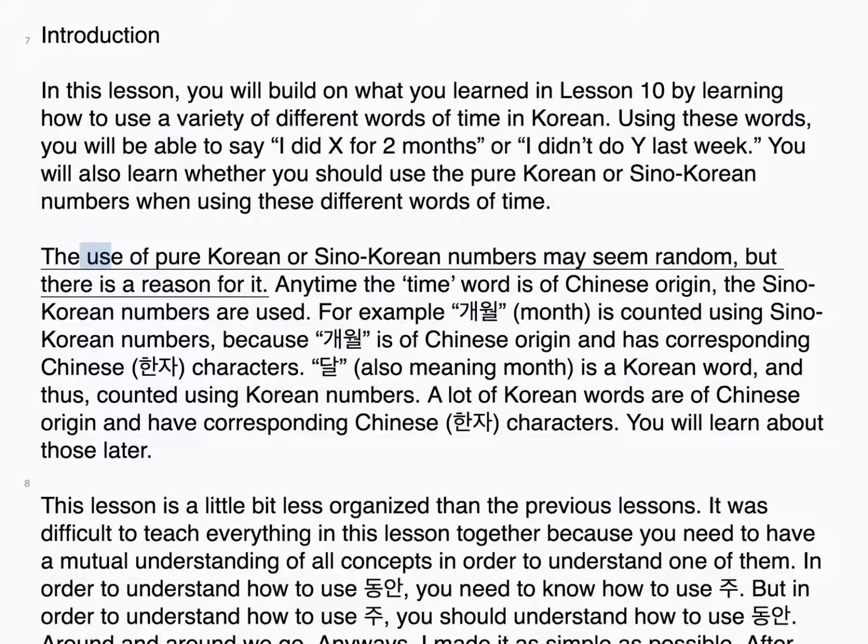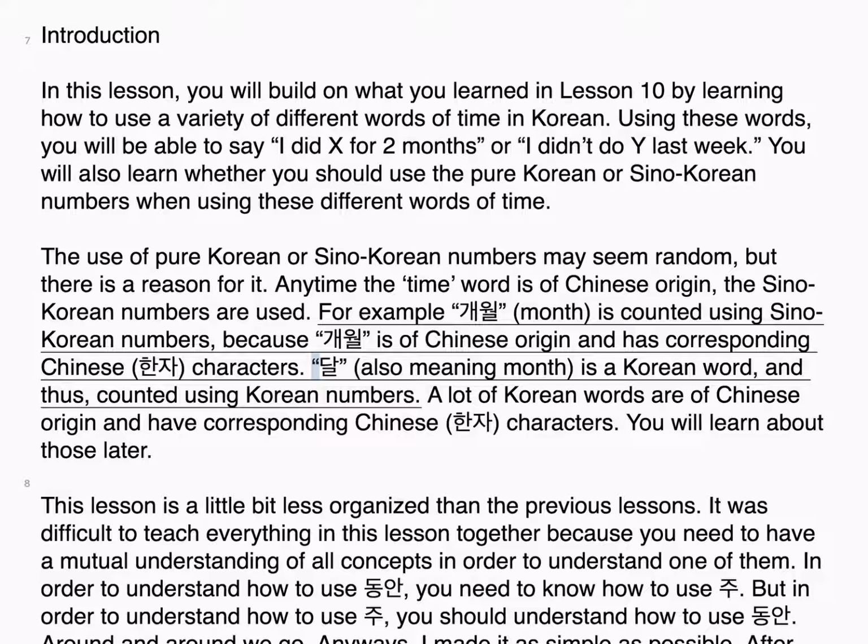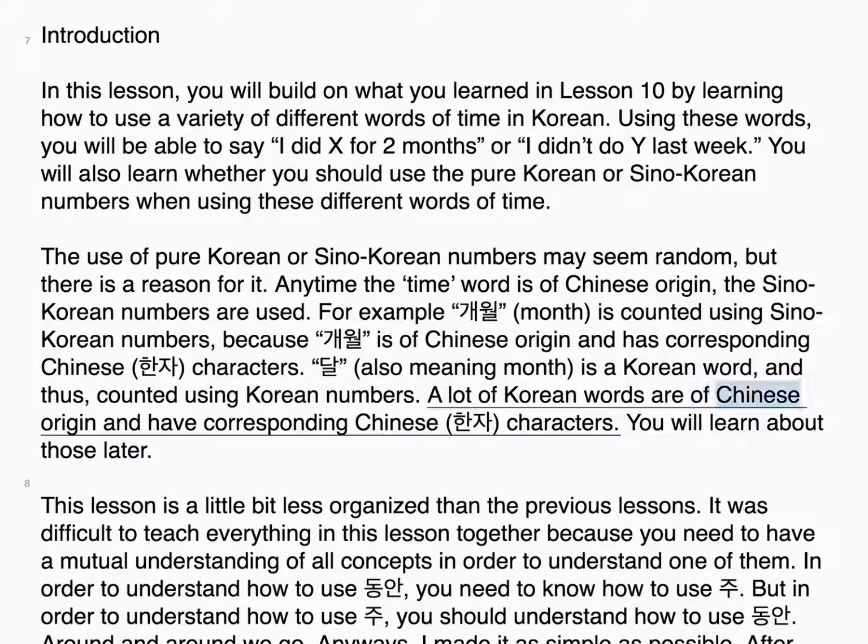The use of pure Korean or Sino-Korean numbers may seem random, but there is a reason for it. Anytime the time word is of Chinese origin, the Sino-Korean numbers are used. For example, 개월, month, is counted using Sino-Korean numbers, because 개월 is of Chinese origin and has corresponding Chinese 한자 characters. 달, also meaning month, is a Korean word, and thus counted using Korean numbers. A lot of Korean words are of Chinese origin and have corresponding Chinese 한자 characters. You will learn about those later.